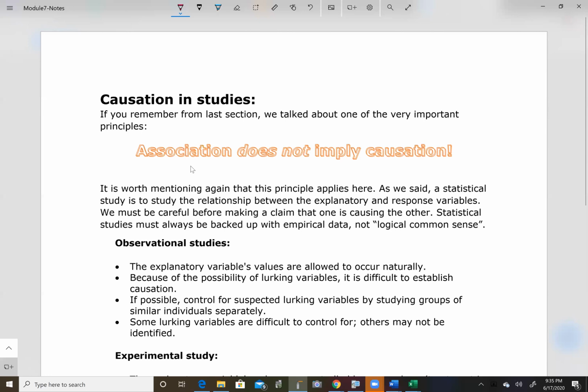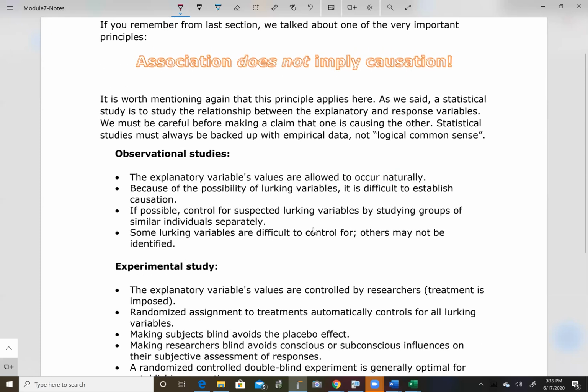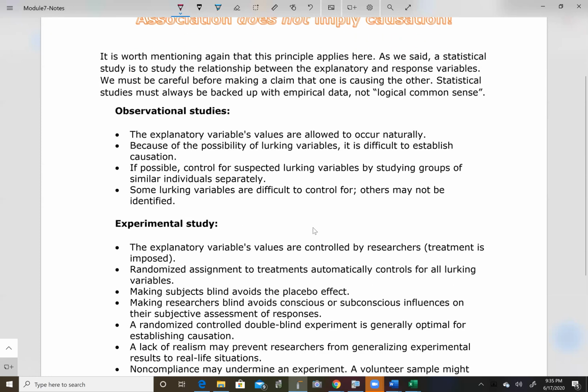Let's see, what is it saying here? It is worth mentioning again that the principle applies here. A statistical study is to study the relationship between the variables. We must be careful before making a claim that one is causing the other. Statistical studies must always be backed up with empirical data, not logical common sense. Although it's always nice to have logical common sense, without the data you really can't prove anything. I think about that a lot when people are telling me things. Where's the data? How can you back that up for me? Please always look that up. More data, in my opinion, is better.